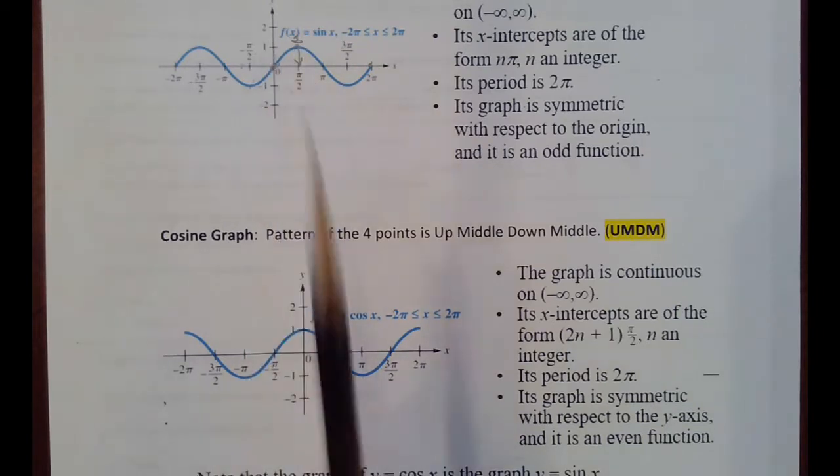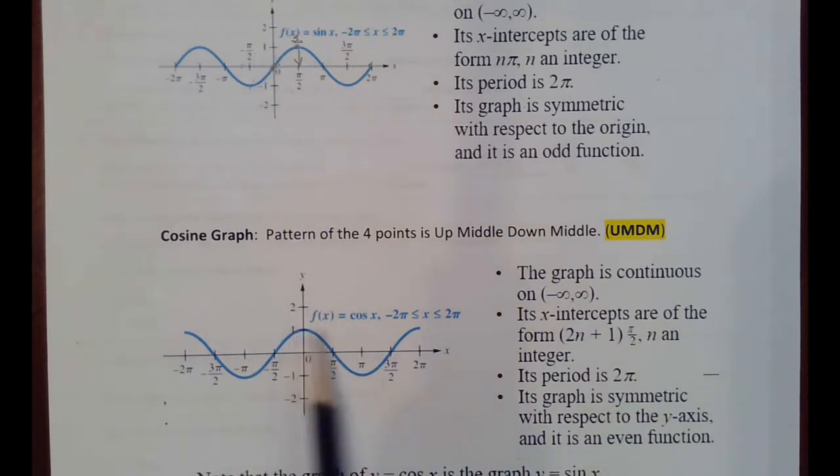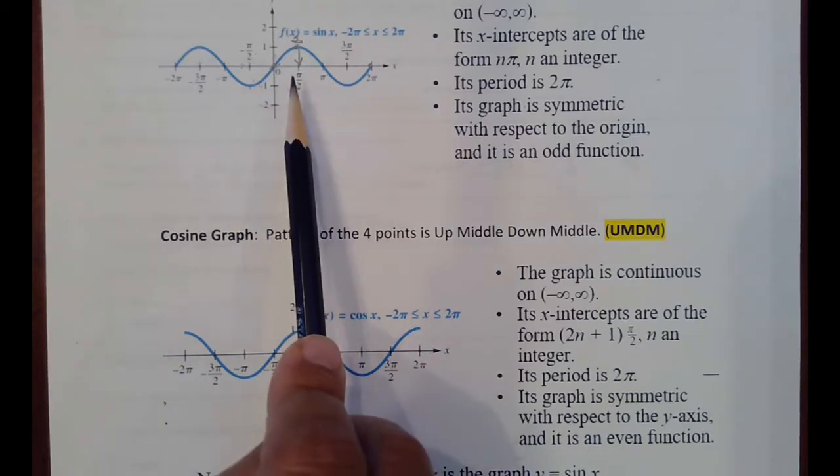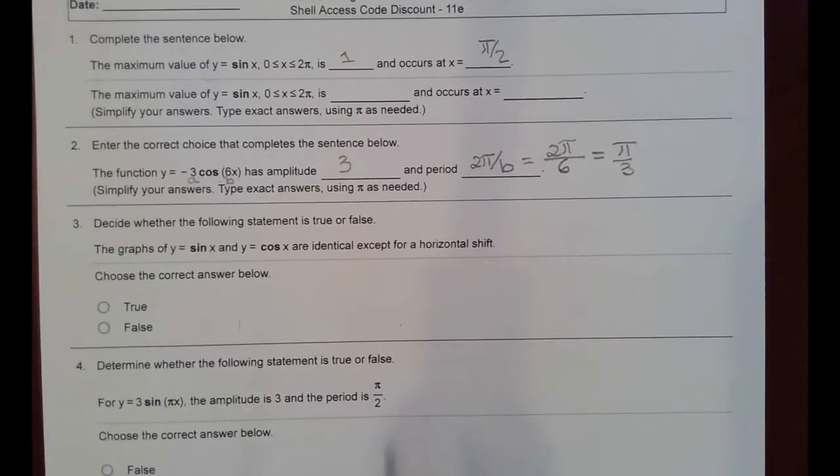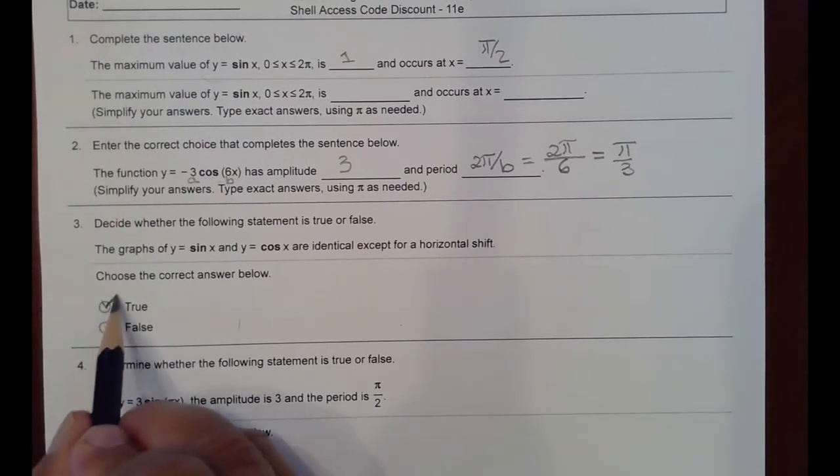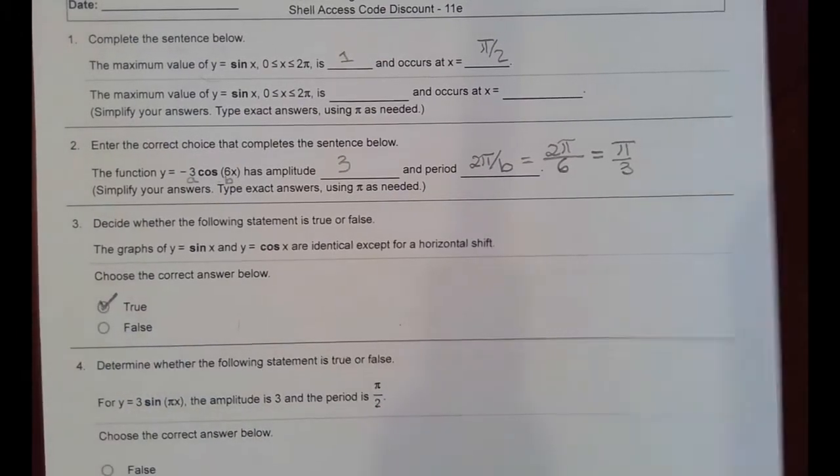Okay, moving to number 4. Determine whether the statement is true or false. So you have this function, y is equal to sine of pi times x. The amplitude is 3, that is true. And the period is pi over 2. Well, let's check out what the period is.